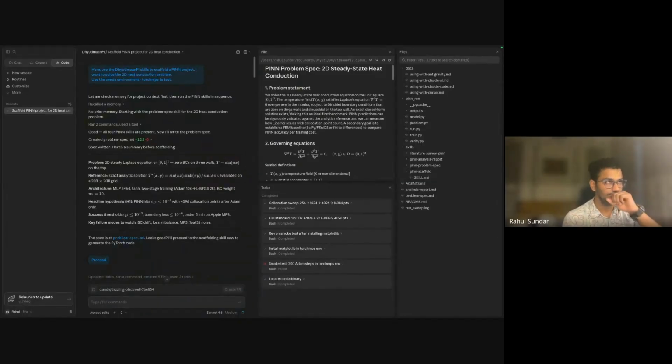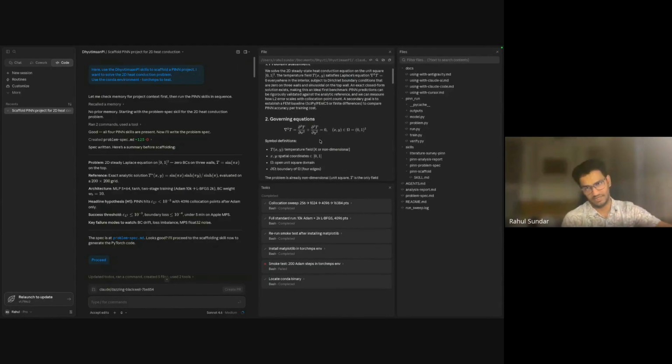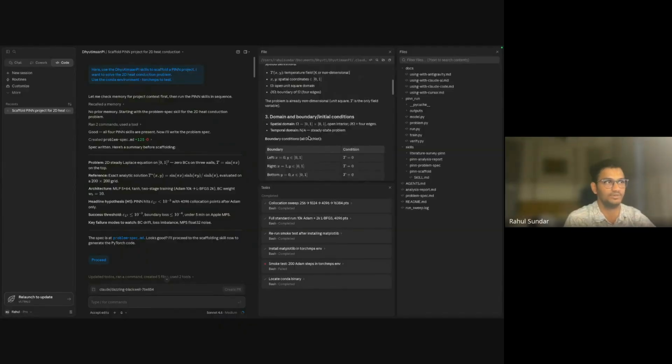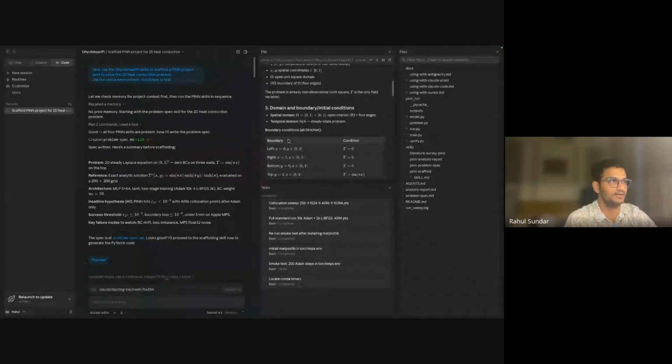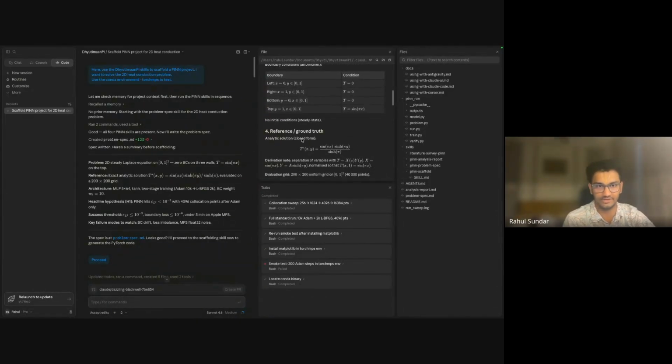So now, this is where it defines the problem statement, gives a very brief abstract of it, and then gives out the governing equations. As I said, since I mentioned 2D heat conduction problem, it looked at a very simplistic case where it didn't take any source or sink of heat. It just looked at, okay, there's some temperature at some boundary, or even if it is zero, what could the solution be? What could the homogeneous boundary condition look like? So it took the simplest case. Then domain and initial boundary conditions specified, and the reference ground truth, which is my reference solution.